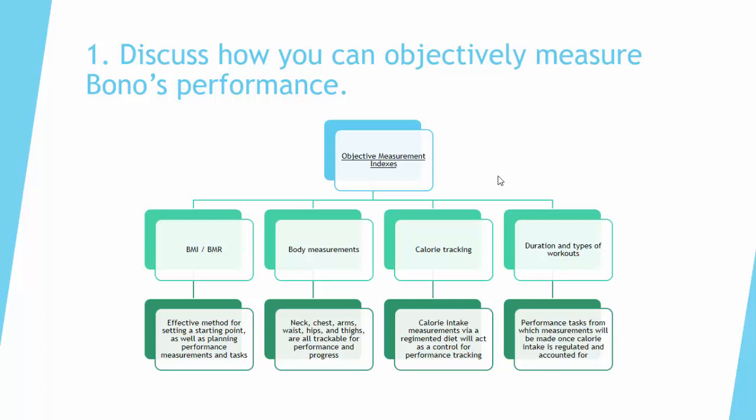Finally, the last index is the duration and type of workouts. We will design performance tasks for which measurements can be made. This is required to ensure that all calorie intake is regulated and accounted for. There are 5 categories of activity. First is sedentary, with little to no activities per week.